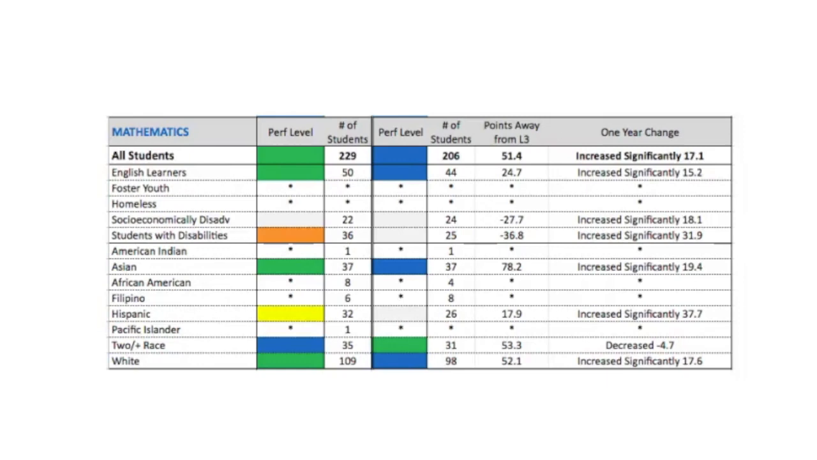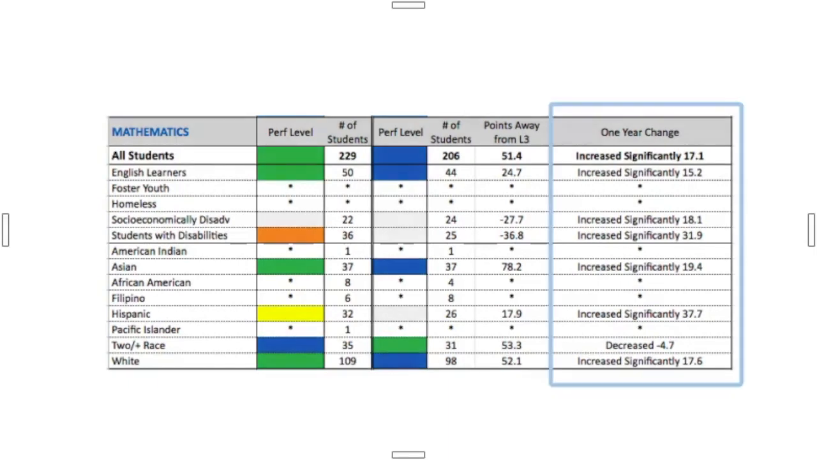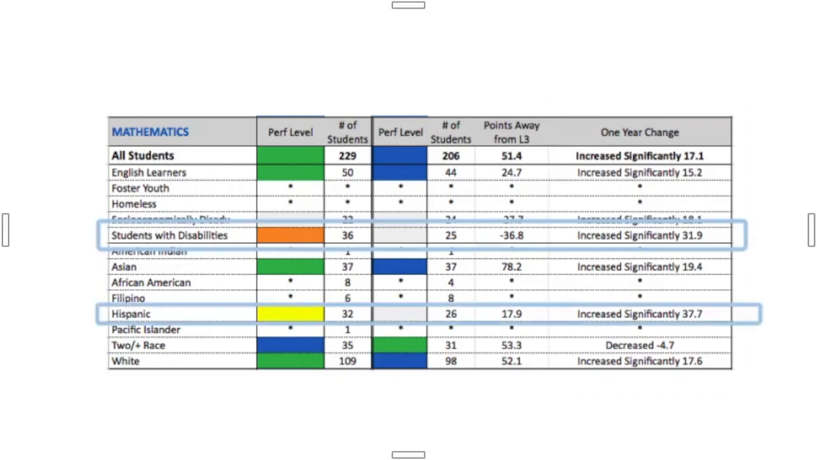This next chart shows a similar breakdown for our subgroups for mathematics. As you can see, almost every subgroup significantly increased. We are so proud of the work our students and teachers have done in this category. The two subgroups which increased the most were again our students with disabilities and our Hispanic students.